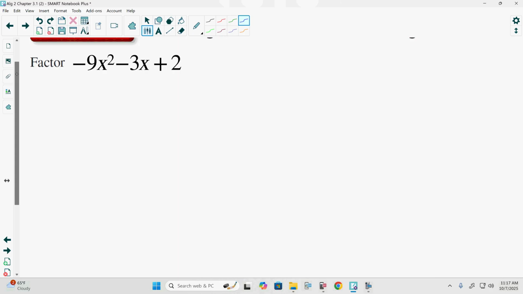Negative 9x squared minus 3x plus 2. Is there a greatest common factor between 9x squared, 3x, and 2? No. But that first term is negative. I like having the first term positive. It makes things nicer. So we can pull that negative out. All it's going to do is change the sign. So 9x squared is going to go from negative to positive. 3x is going to go from negative to positive. 2 is going to go from positive to negative.